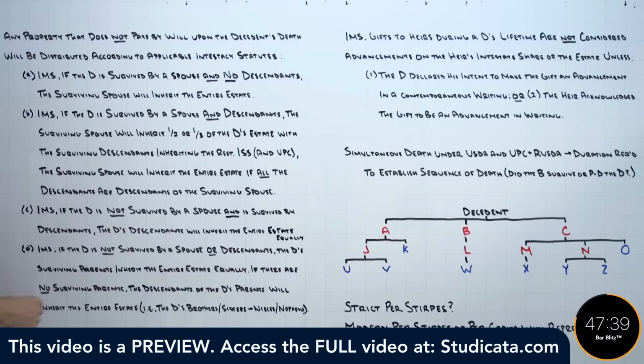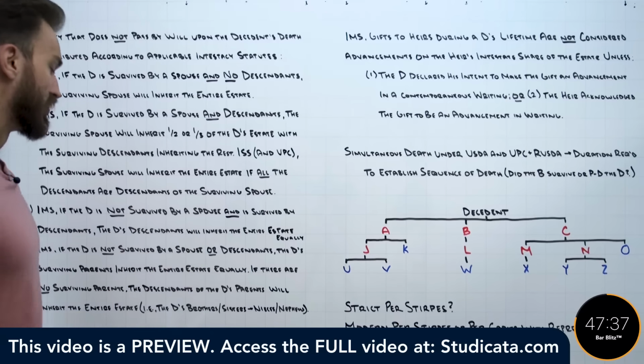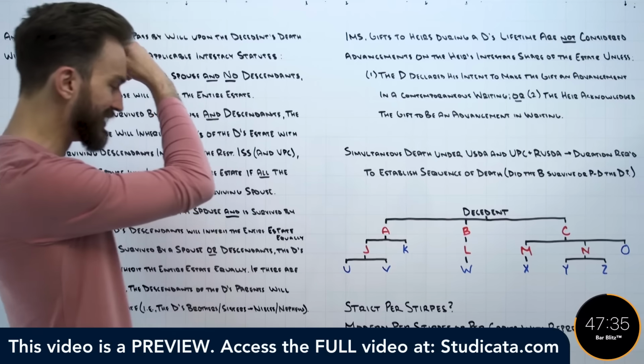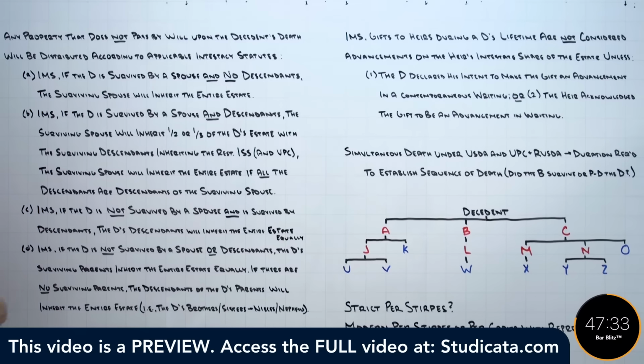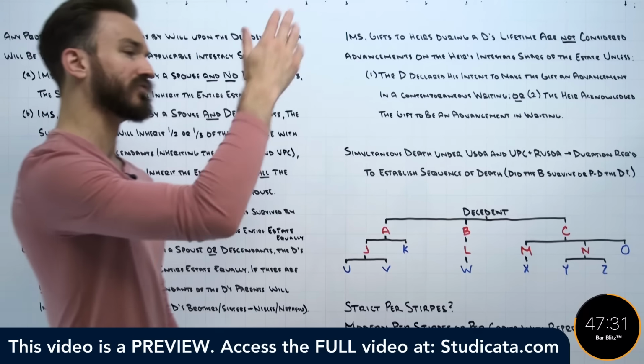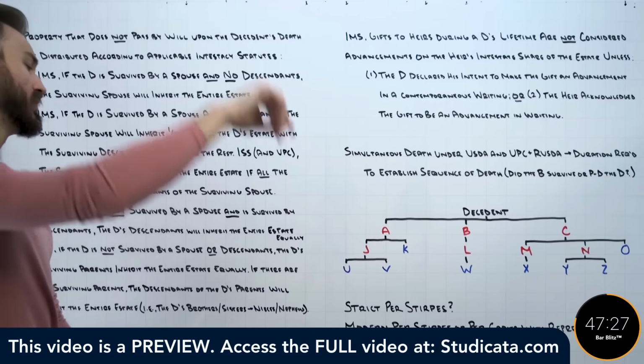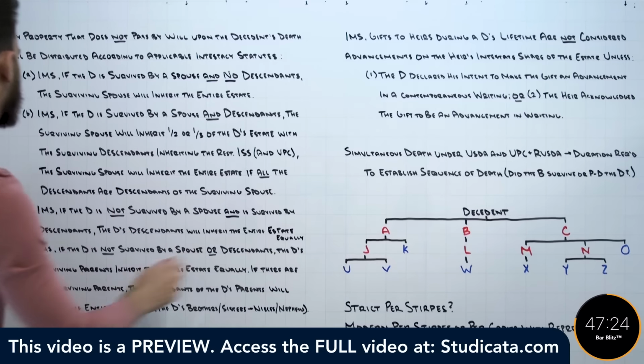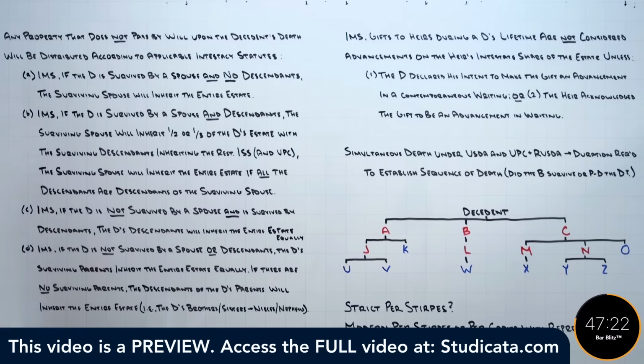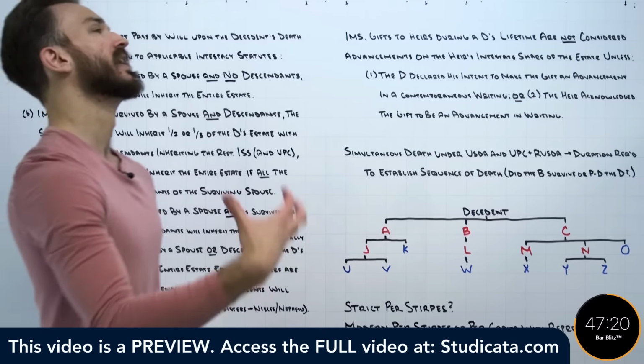What happens if the decedent is not survived by either a spouse or descendants, right? We don't have a spouse, we don't have children, we don't have grandchildren, right? What happens here? Well, we go up. We go to the parents, right? The decedent's surviving parents inherit the entire estate equally.